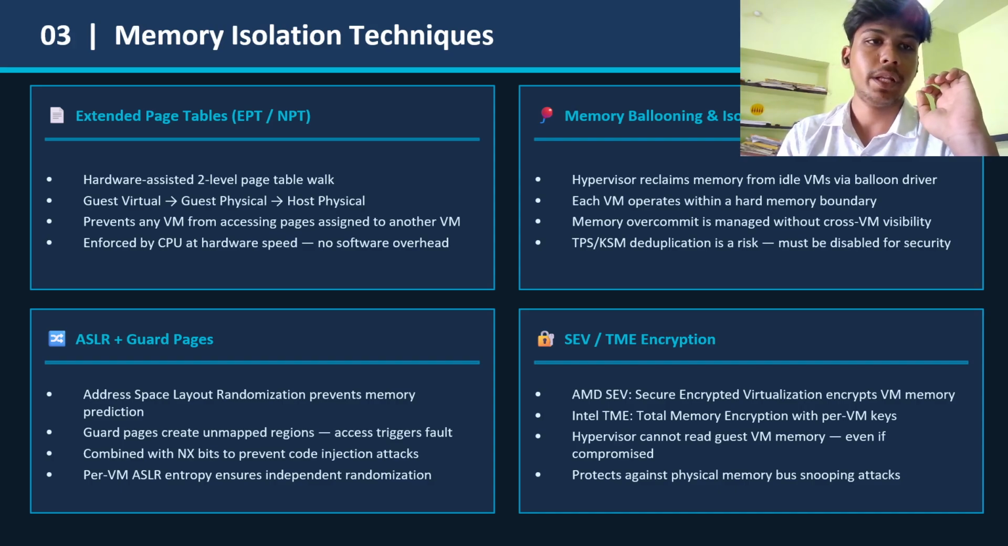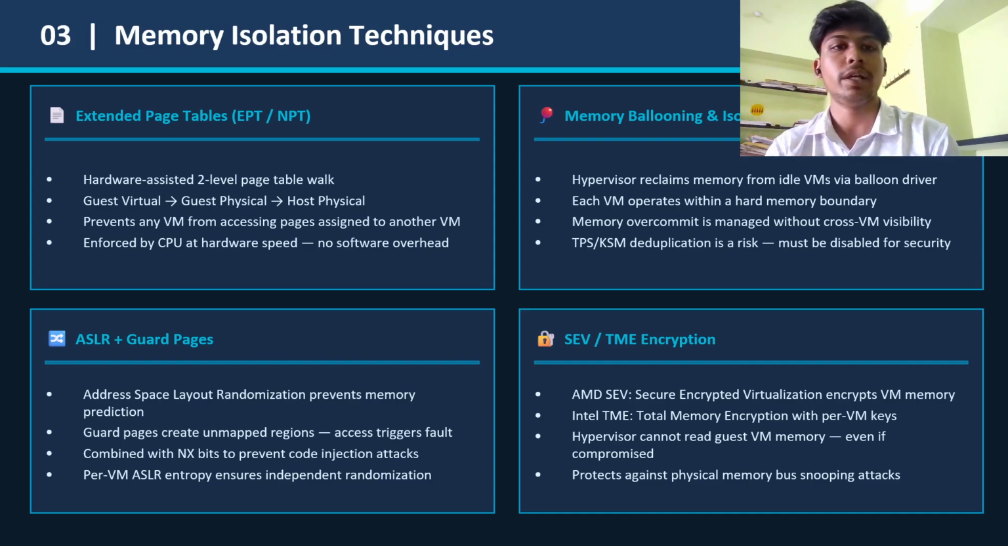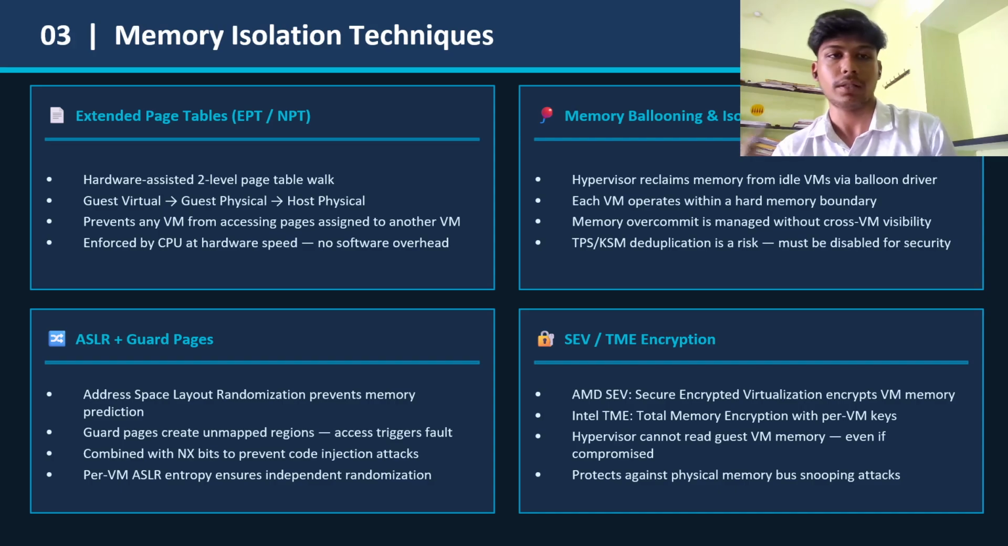Next is memory ballooning. Sometimes hypervisors need to reclaim memory from one VM to give to another VM. Memory ballooning does this by installing a special driver inside the VM, which tells the VM to voluntarily release some memory. Each VM has a hard memory boundary. VMs never see each other's memory through this process.